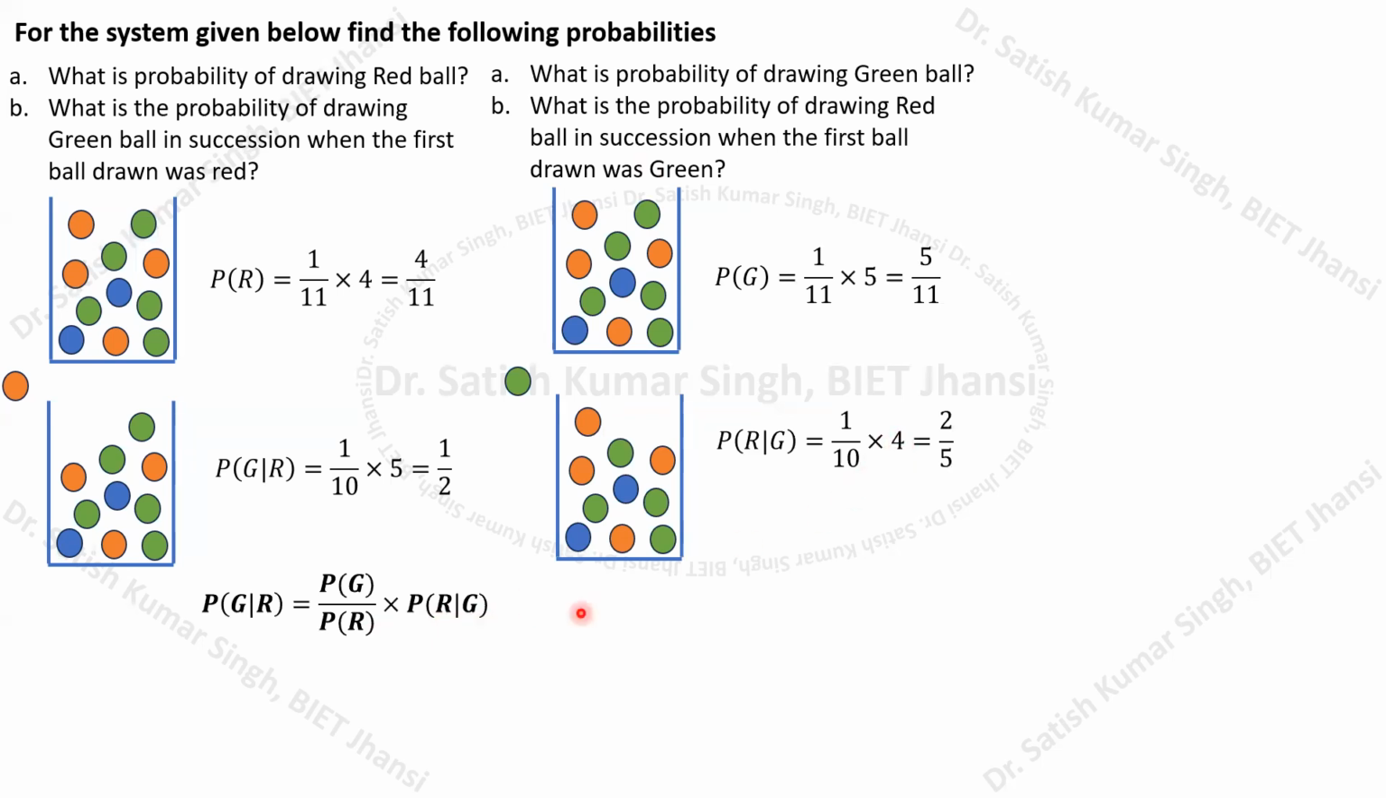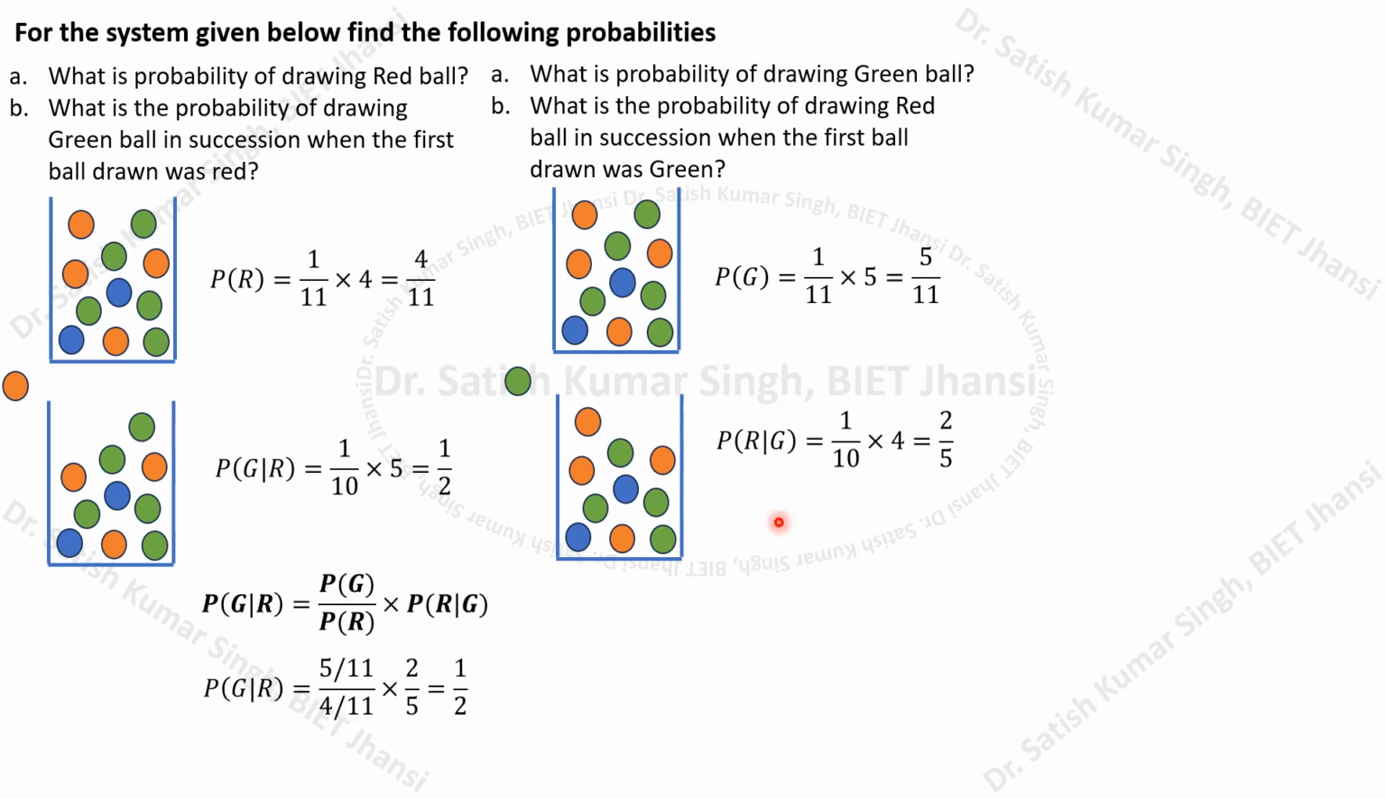So if we have this reverse conditional probability, you can see what calculation we do and what number we come out with. For P G given R, PG was 5 by 11, and PR was 4 by 11. And what is R given G? It is 2 by 5. If you do this simple manipulation, you will find this probability comes out as 1 by 2, which is the same as what we calculated directly.